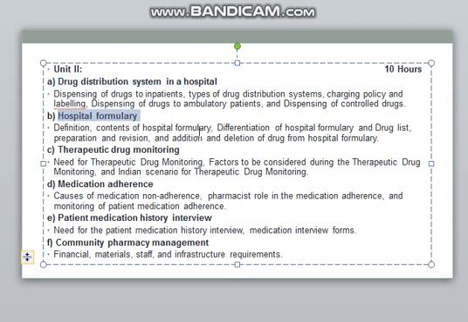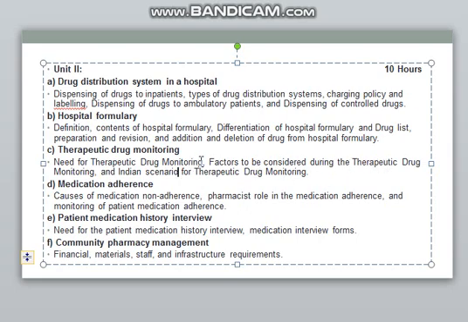About the hospital formulary: a hospital formulary is a list of drugs, including the emergency drugs to be given to patients. It varies from one hospital to another. Every hospital has its own formulary and its own guidelines for how it works. Next is therapeutic drug monitoring, monitoring of the drug along with its factors.